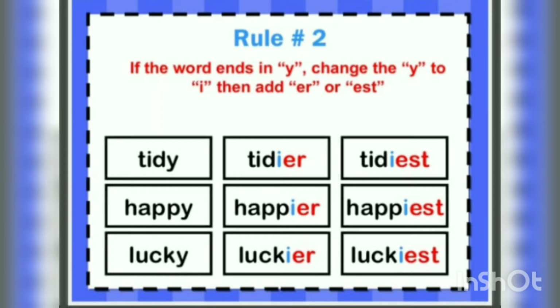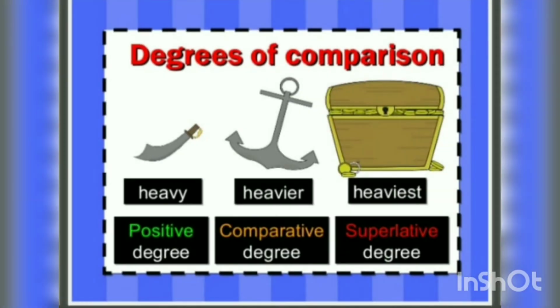Okay, now we move on to the next rule, that is rule number 2. If the word ends in Y, change the Y to what? I. Then add ER or EST. Tidy, tidier, tidiest. So positive degree, comparative degree, and superlative degree. Happy, happier, happiest. Lucky, luckier, luckiest.